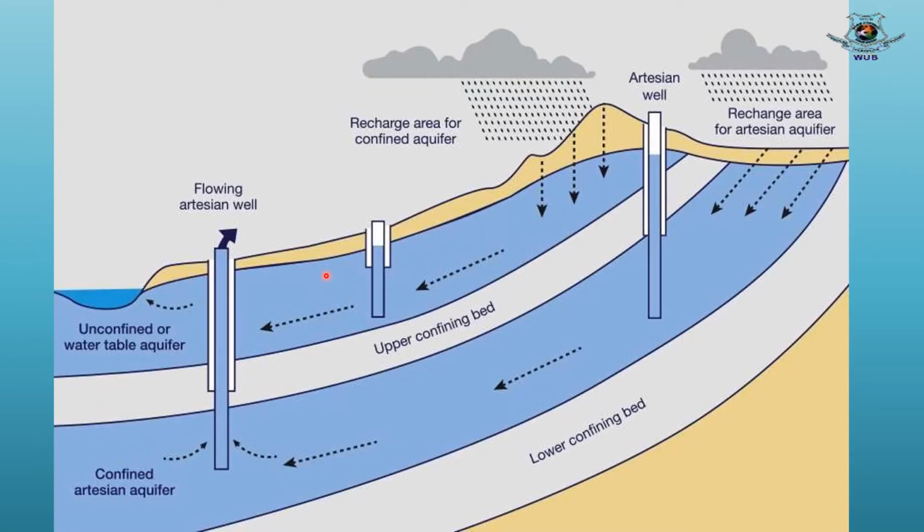Any rainfall can recharge this unconfined or water table aquifer, but due to this upper confining bed, water cannot enter the confined or artesian aquifer. So the recharge of an artesian aquifer is possible only where there is an end of this confining bed. So we can say recharge of a confined or artesian aquifer is difficult compared to an unconfined aquifer.